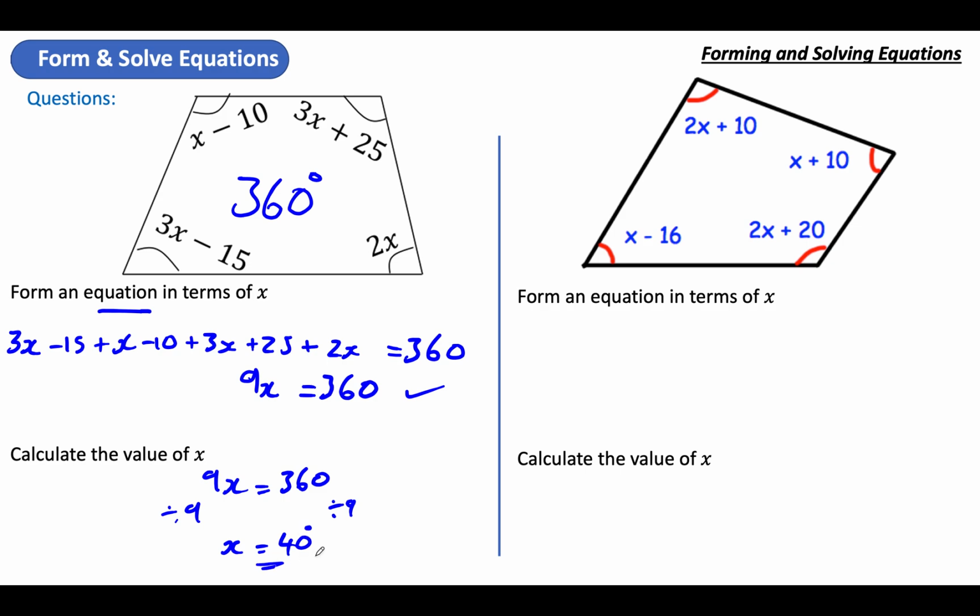Right, degrees. Same thing again. Form an equation. It's going to have an equal sign in it, but let's add up all these angles first of all. So x take away 16 plus 2x plus 10 plus x plus 10 plus 2x plus 20, and let's see what it equals. x plus 2x is 3x, plus another one is 4x, plus another 2 is 6x.